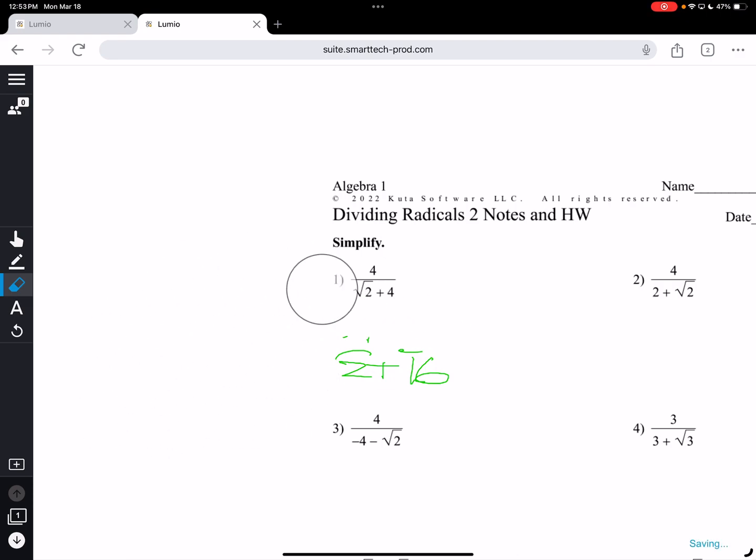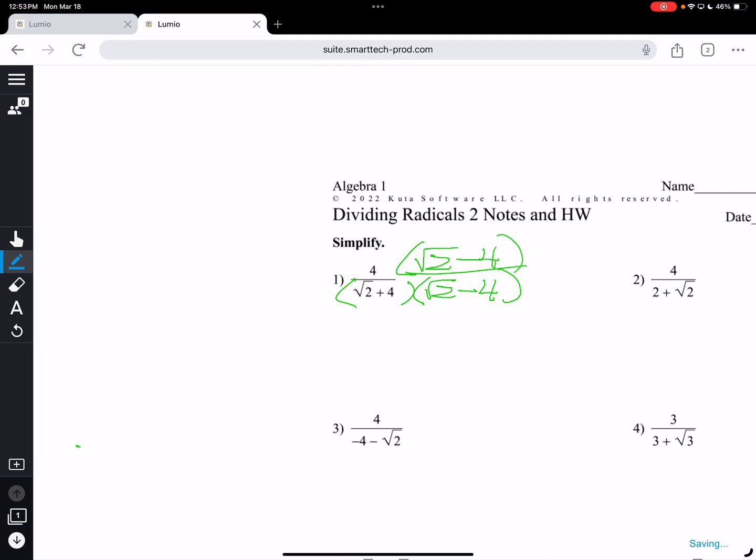Exactly. So what we're going to do is multiply by radical 2 minus 4. And yes, we're foiling, and yes, we multiply the numerator. So, here we go. Radical 2 times radical 2 gives me what number? 2. Our outer and inner give us negative 4 radical 2, positive 4 radical 2, which is 0. Then what's your last number?